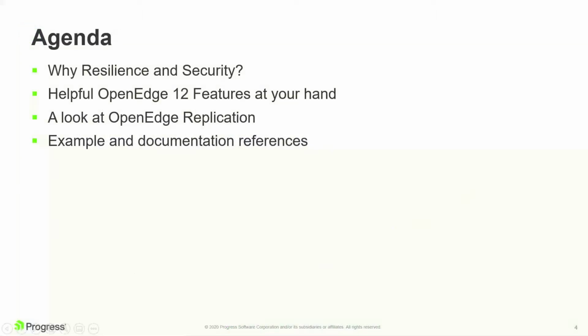So let's have a quick look at the agenda for today. Let's first understand what resilience and security are and why they matter. With OpenEdge 12, you now have a wealth of features at hand to maximize uptime and resilience of your production environment. Then let's take a closer look at OpenEdge Replication, which is one of the core features improving resilience. Now without further ado, let's get started.